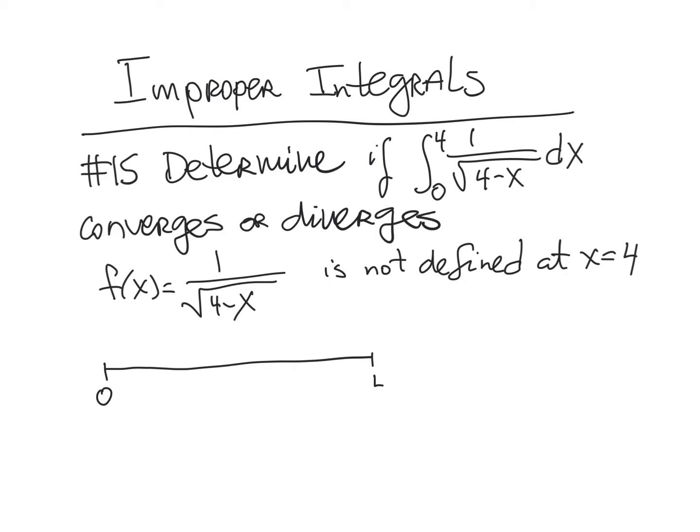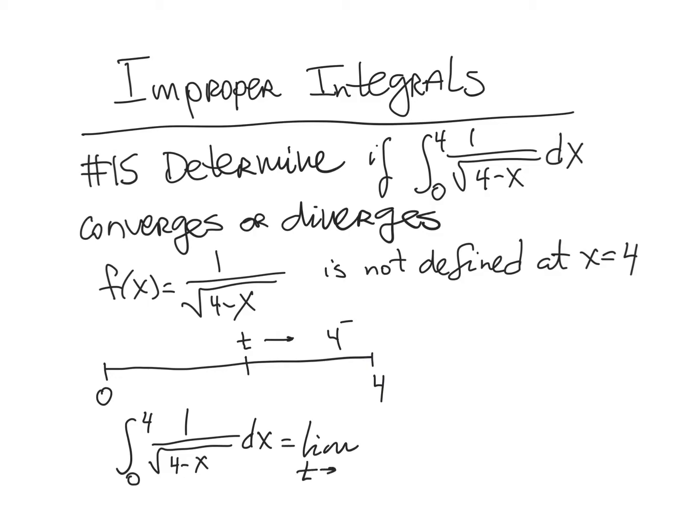So the way we would handle it, we look at the interval from 0 to 4. We let t represent a number between 0 and 4. If we integrate from 0 to t for any t, as long as it's less than 4, the integral will be perfectly fine. And so the improper integral, 0 to 4, of 1 over square root of 4 minus x, is defined as the limit, with t approaching 4 from the left side, of the integral from 0 to t of 1 divided by square root of 4 minus x dx.